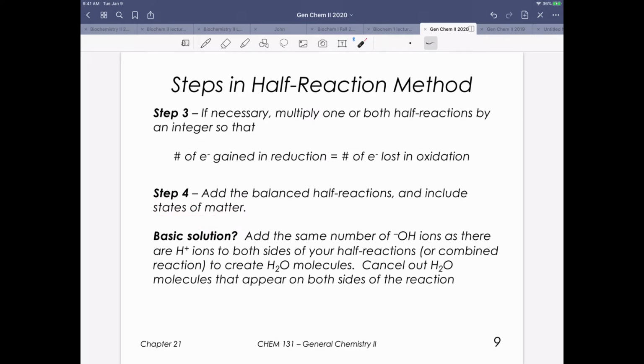Now the last piece here, and this is sort of a step 5, is if the problem asks you to balance it in basic solution, you add the same number of hydroxide ions as there are H+ ions, but you have to make sure to add them to both sides of your half reactions or to your combined reaction. And again, that'll allow you to create water molecules that might be able to be canceled out. This will make more sense as we go through an example. But you only have to do this if the problem tells you that you need to balance your chemical redox reaction in basic solution.